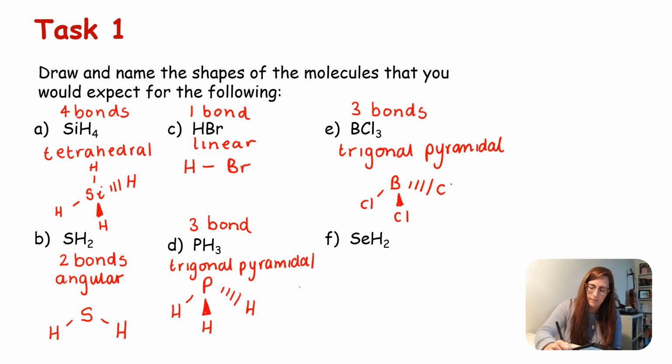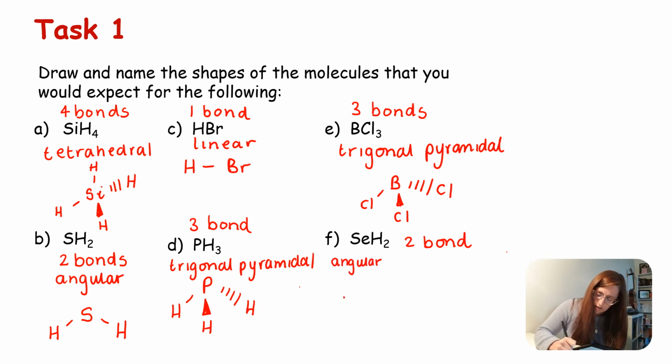and our hash chlorine bond to show that that chlorine is going away from the plane. And last but not least, we've got our selenium bonded to 2 hydrogens. So this is a 2 bond molecule. Each of the hydrogens would be bonded by a bond to selenium. It is going to be therefore angular.